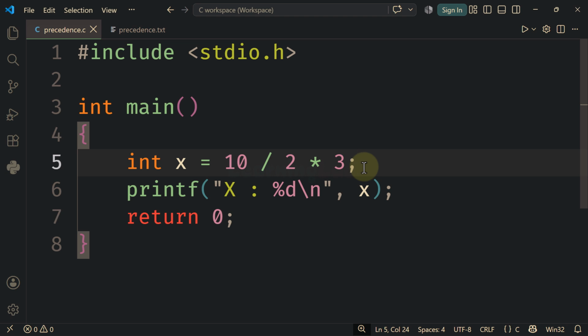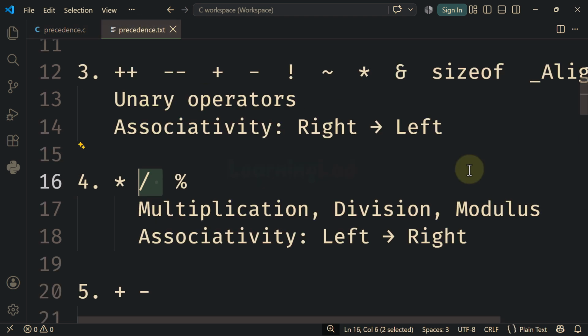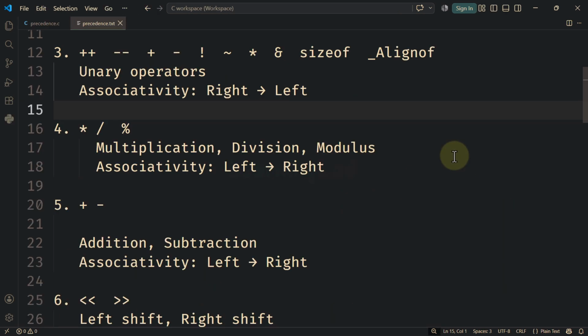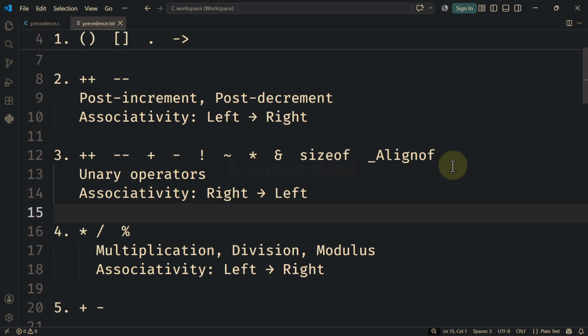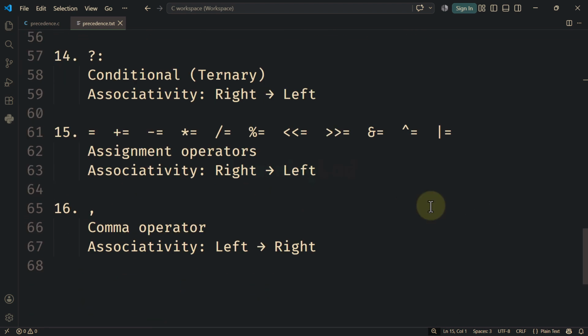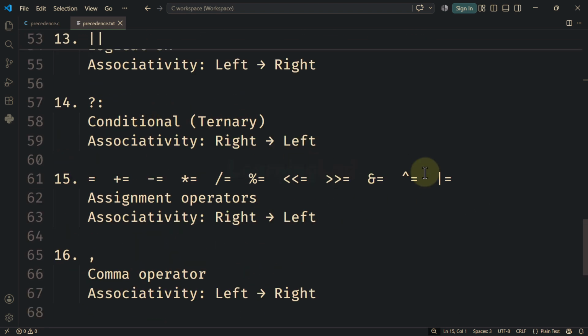So for these kind of situations, we have associativity, which tells us in an expression when we have multiple operators of same precedence, whether we should evaluate those operators from left to right or from right to left. In C programming language, majority of the operators have the associativity of left to right, and only some of the operators have right to left associativity. For example, the unary operators, the assignment related operators, and the conditional operators. Majority of the operators have the associativity of left to right.